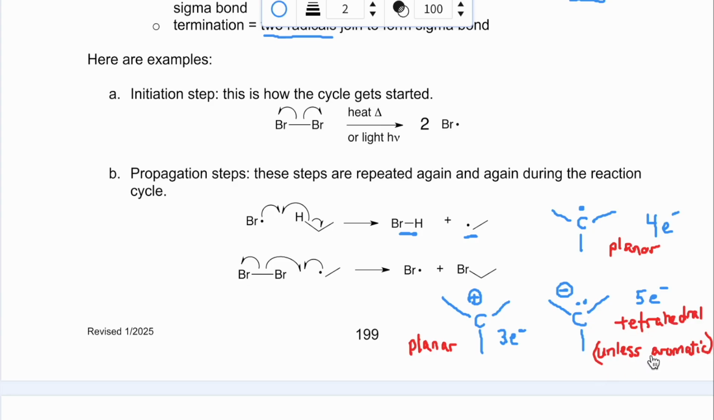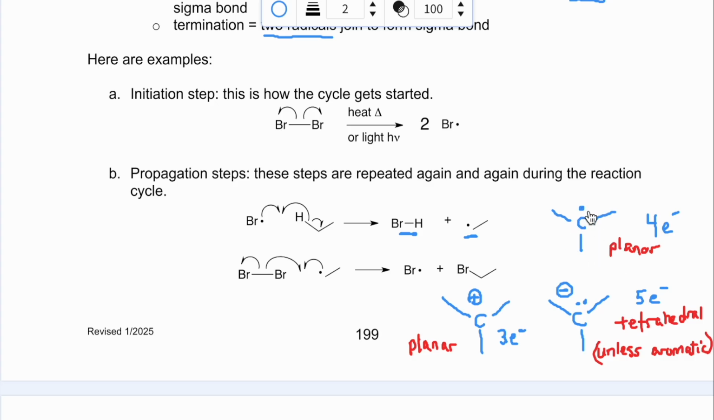We did learn about an exception last semester. If that carbanion is part of an aromatic ring, then the lone pair is needed for the pi system, it could be planar in that case, but usually it's tetrahedral.